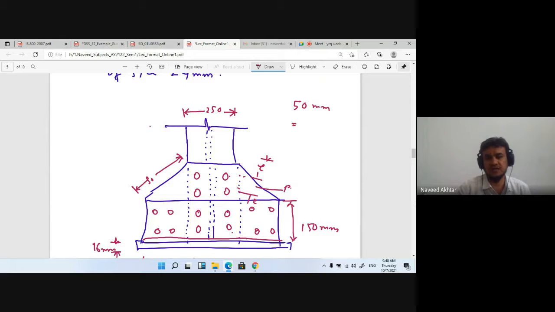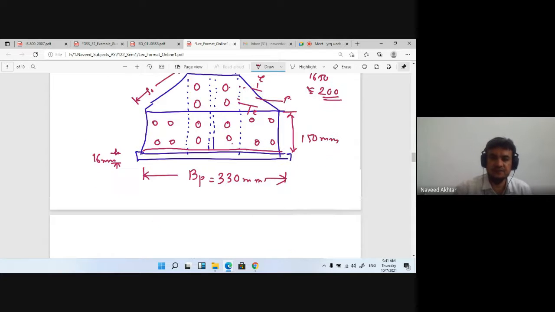50 into 2 will be 100 mm, plus pitch is 2.5 times of 24, so I will multiply 2.5 times 24, which is 60 mm. The pitch is coming 60 mm. 100 plus 60 mm is 160 mm. Okay, we'll make it a greater 200 mm plate.